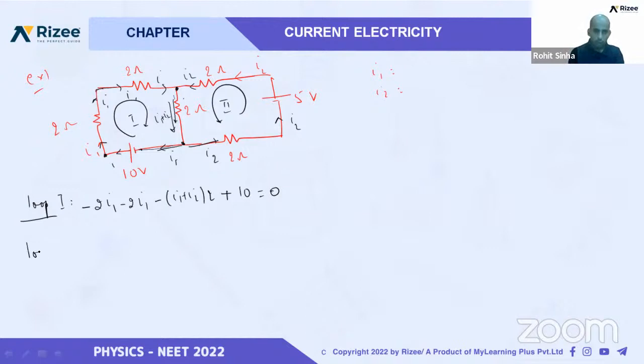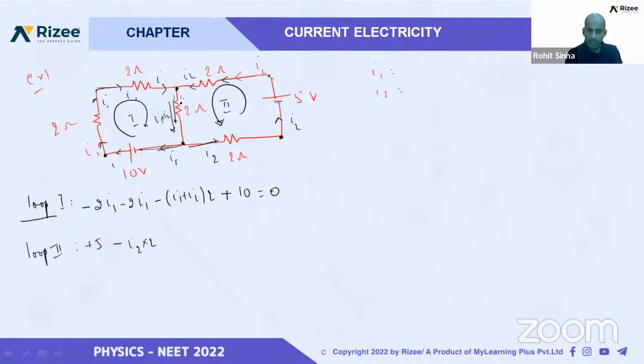Now see loop 2. We have to take it in this direction. Let us start from here. Here we are moving from low potential to high potential of a cell, that means positive, plus 5. Then from here we are moving in the direction of current, that means minus I2 into 2.